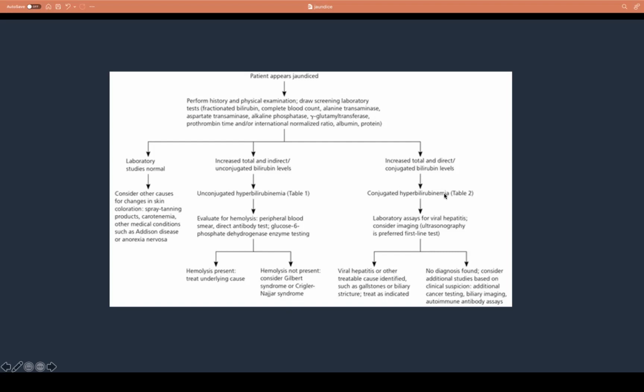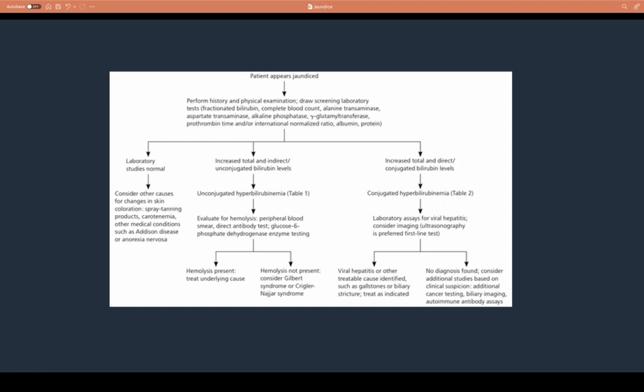If the conjugated bilirubin is high, then order some viral studies and consider imaging, with ultrasound as first line. If the viral studies come back positive, there you go, you've got an idea as well. And if the cause is identified through ultrasound, then treat it as usual.